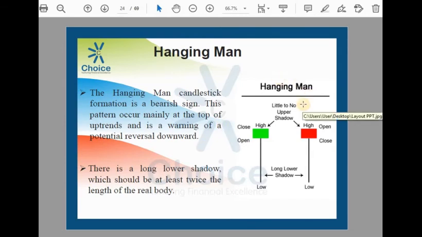So we can see this hanging man at the top of an uptrend. We should be alert and we should not go in the long direction. We should always wait and look for a short position. It is exactly similar to the hammer candlestick. There is a long lower shadow which should be at least twice the length of the real body.